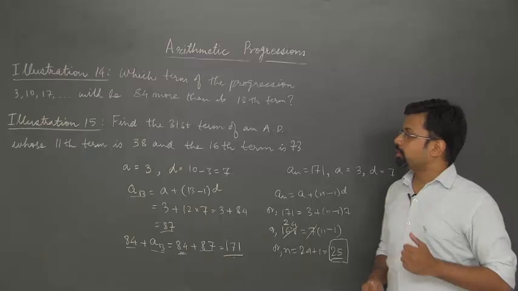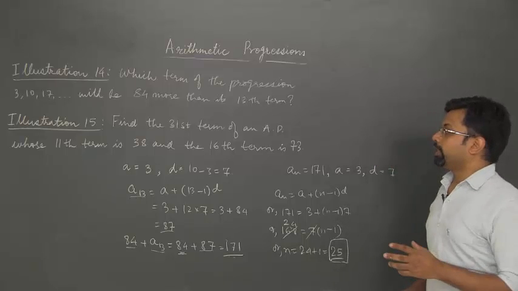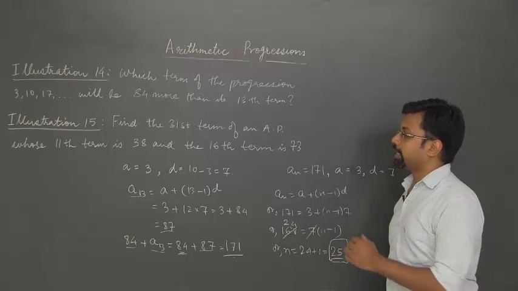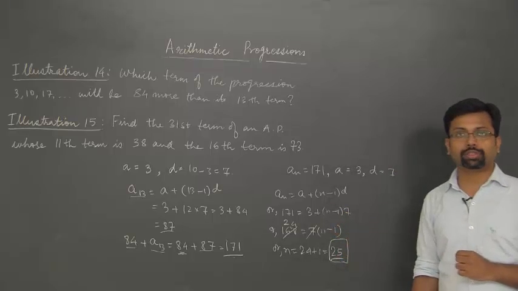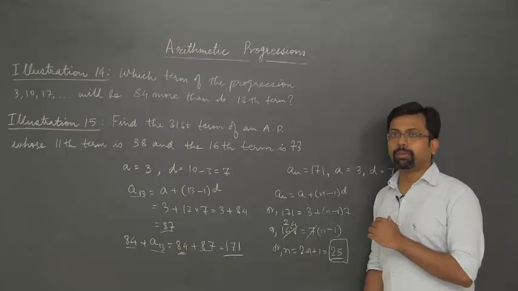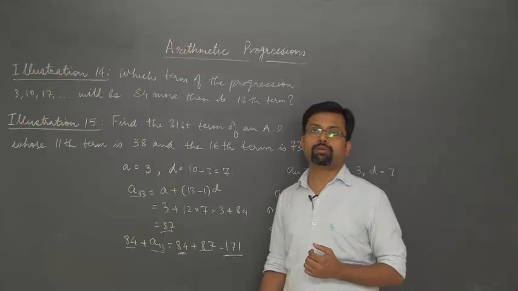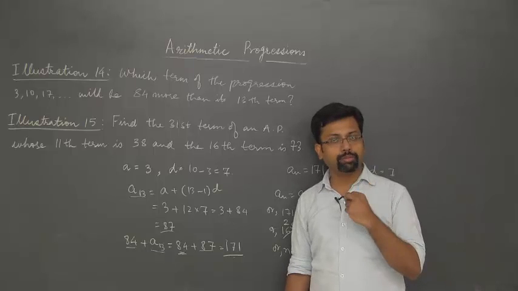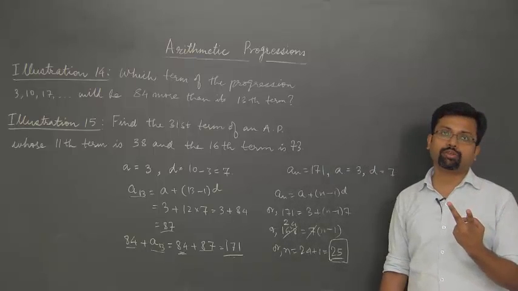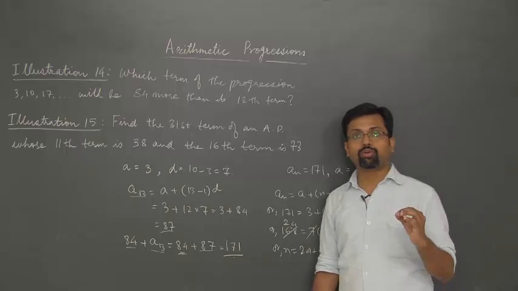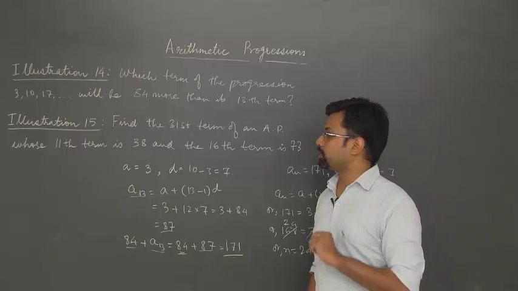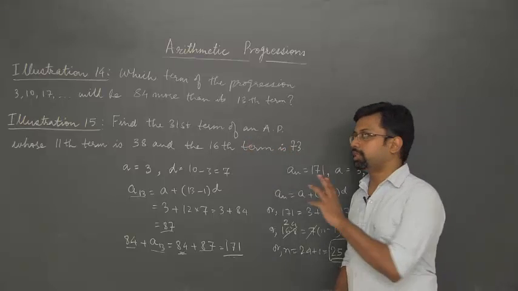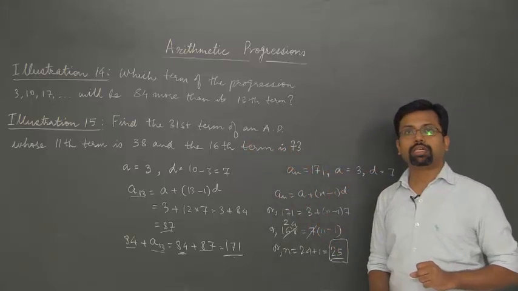Let's look at the next question. Find the 31st term of an AP whose 11th term is 38 and 16th term is 73. For finding any AP, we need to find the first term and the common difference. So there will be two variables, two values that you have to find out. Since you have to find two unknown values, you will need two equations. So we have two different conditions. We know that the 11th term is 38 and the 16th term is 73.